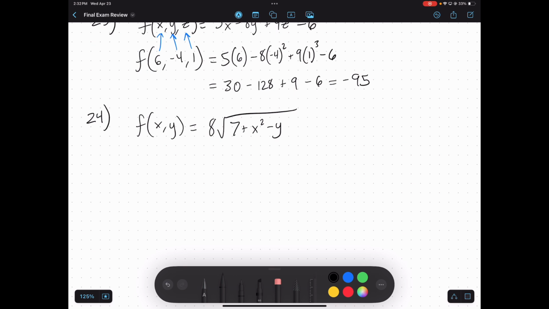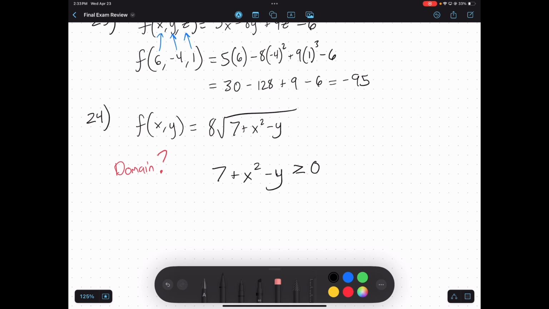I can actually have the square root of 0, but I just don't want a square root of a negative. So that's why domain is actually relevant in this problem. What's my domain? Because I can't just plug in any numbers I want. I have to make sure that this thing under the square root stays non-negative. So I can just write that using an inequality. 7 plus x squared minus y has to be greater than or equal to 0.